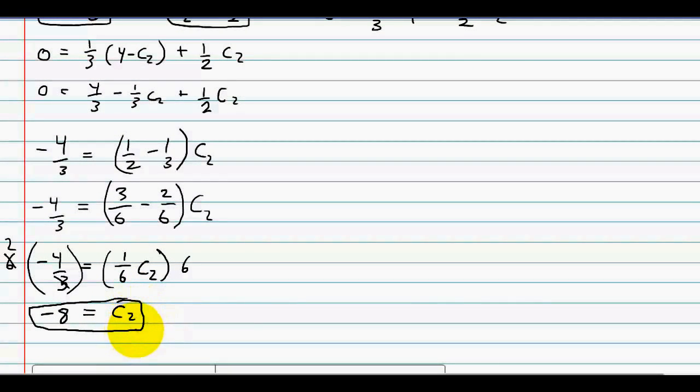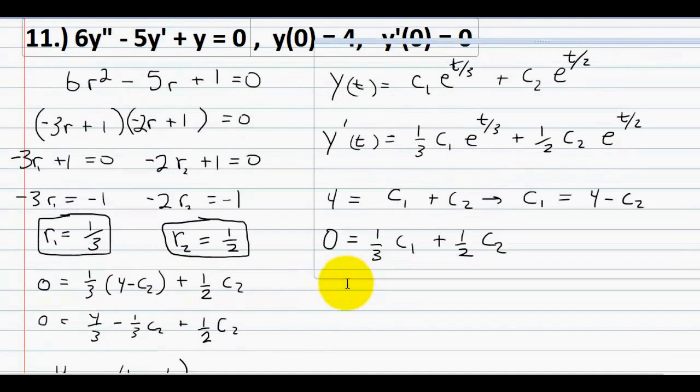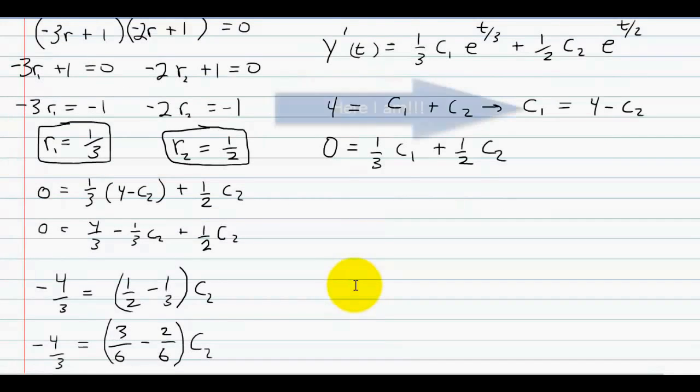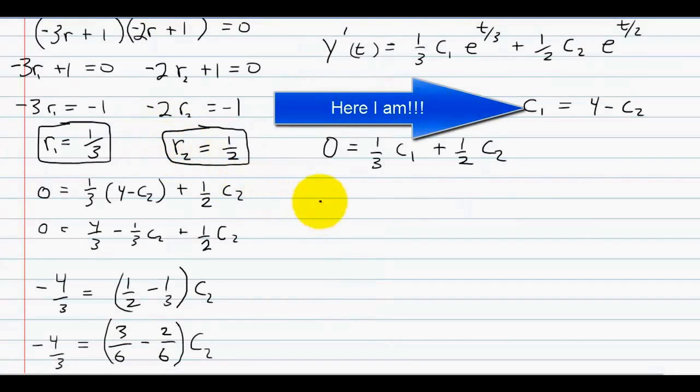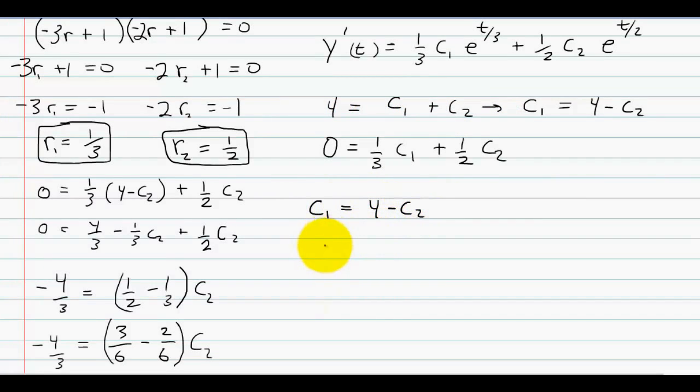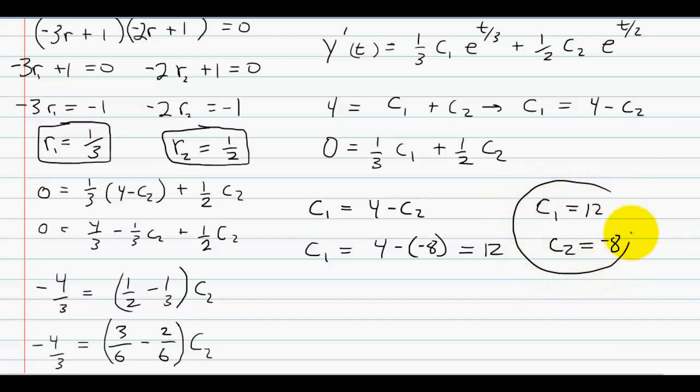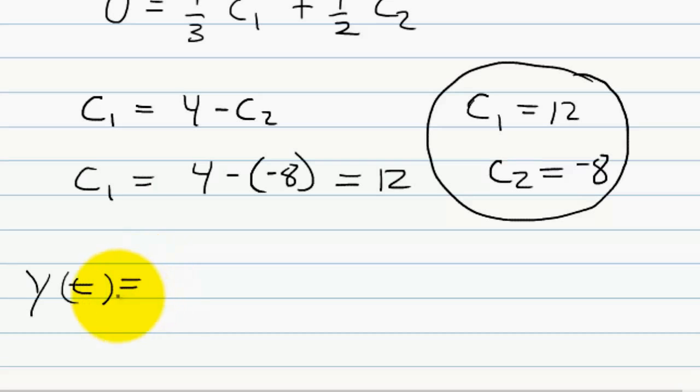Now I just need to plug this back into c1 to get c1. Where is that at? Oh, there it is. So over here, c1 is equal to 4 minus c2. c2 is actually negative 8, so c1 is going to be equal to 4 minus negative 8, so that's going to be equal to 12. So c1 is equal to 12, c2 is equal to negative 8. And then we just plug in c1 and c2 and we finish this problem off. So our final solution is going to be y of t is equal to, actually what is y of t?